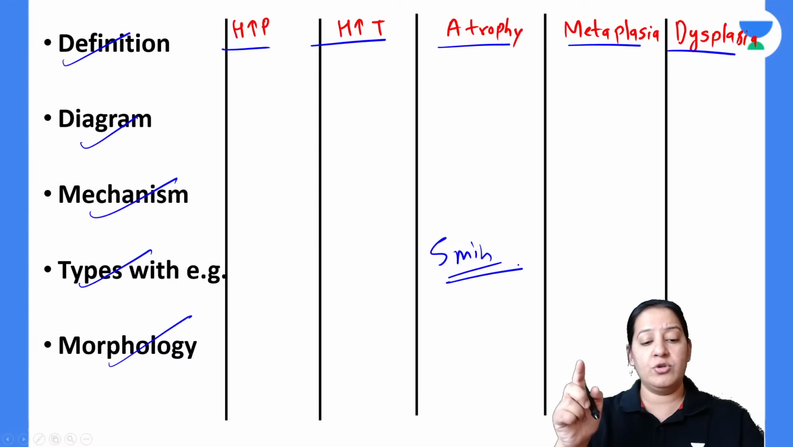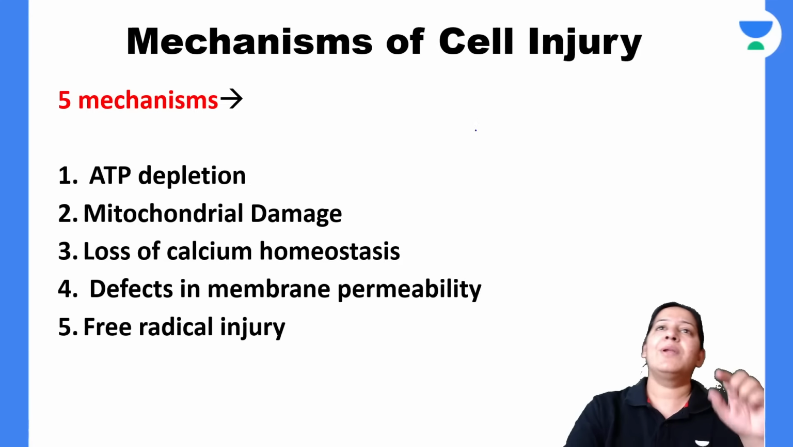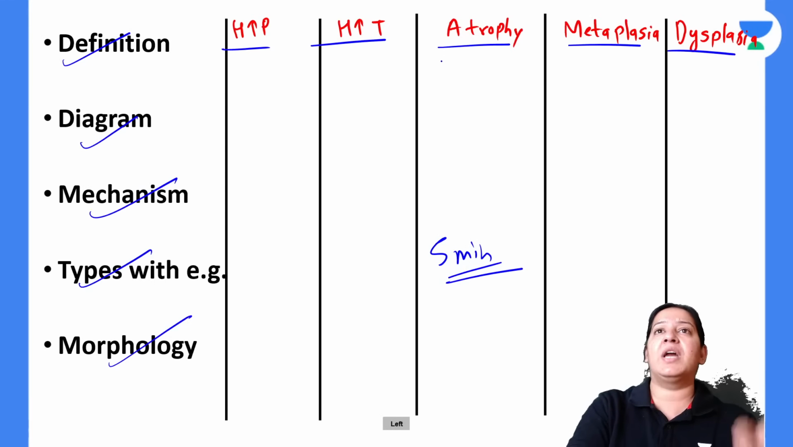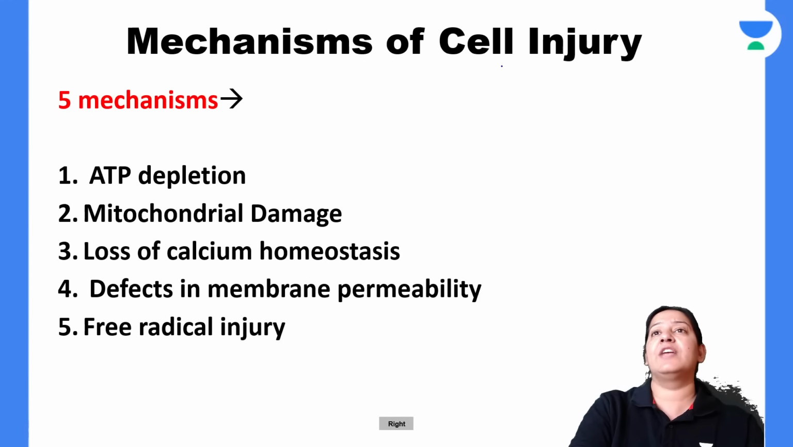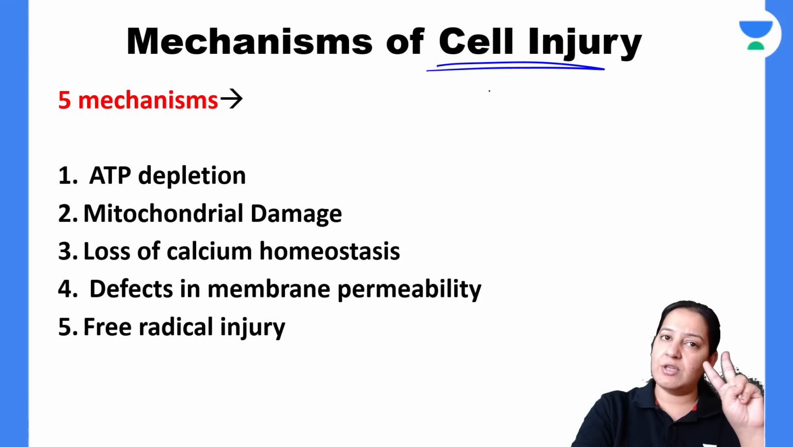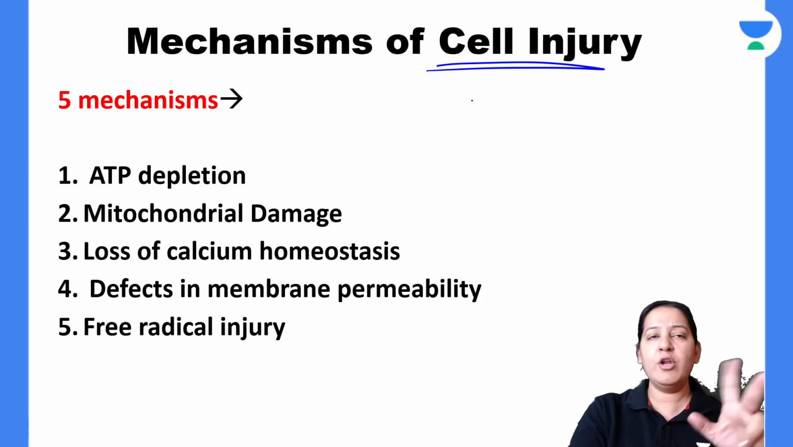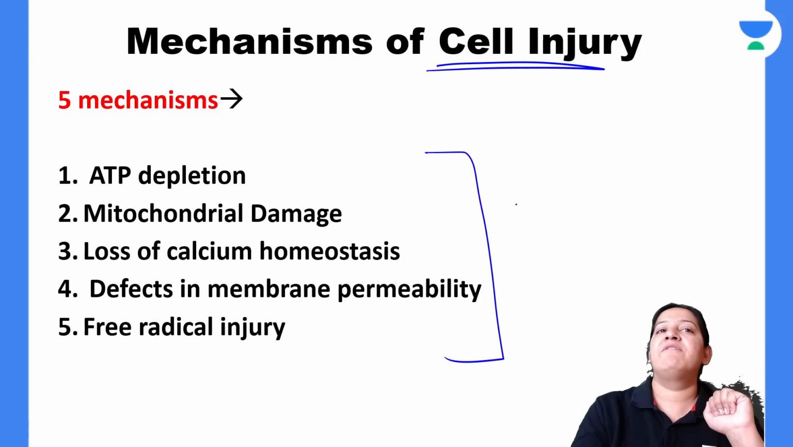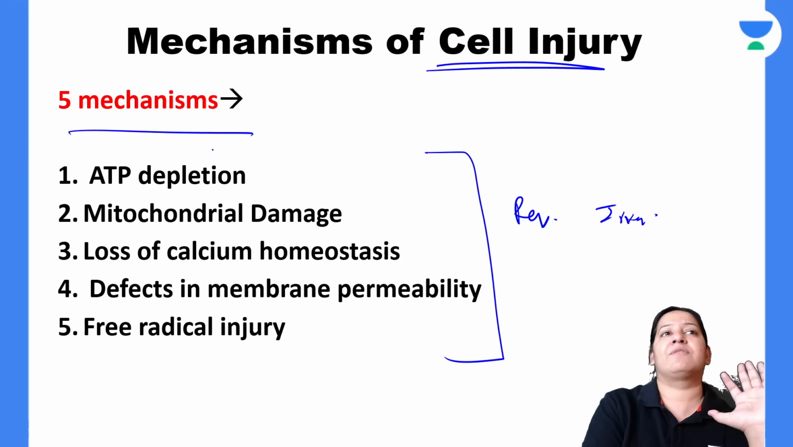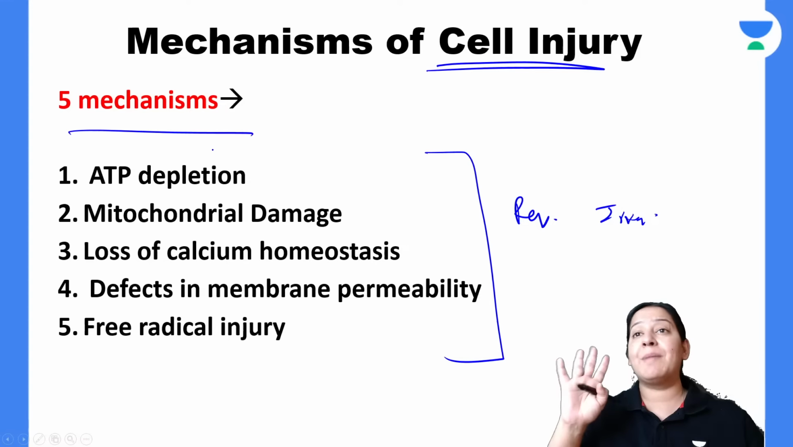Currently, I am going to teach you cell injury, right? So let me start. After cell adaptation, the second thing which occurs is cell injury. As I have told you, cell injury is of 2 types, reversible and irreversible. I will explain both types of cell injury. But the mechanisms of both, whether reversible or irreversible cell injury, are the same 5 mechanisms. So let me explain these mechanisms of cell injury.